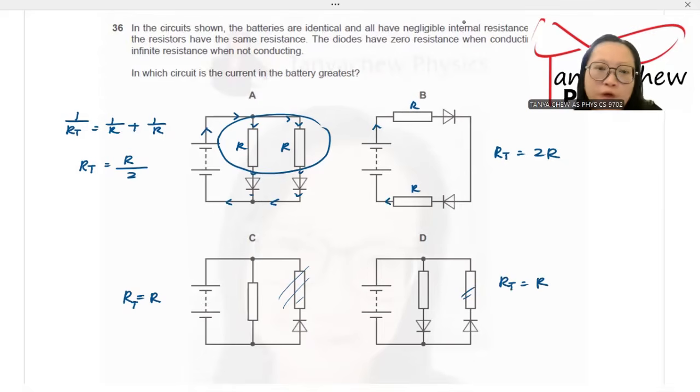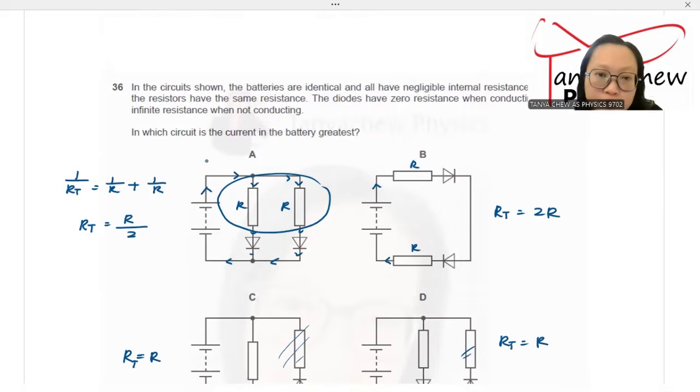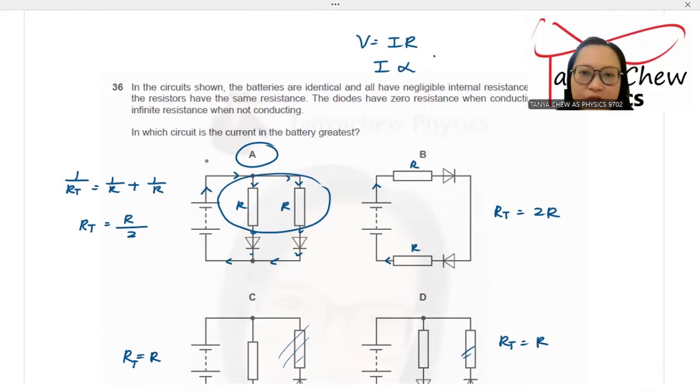So you choose for the smallest resistance, R over 2, to get the greatest current. Because from Ohm's law, since the potential difference across the battery is constant, I is inversely proportional to R, because the V is constant.